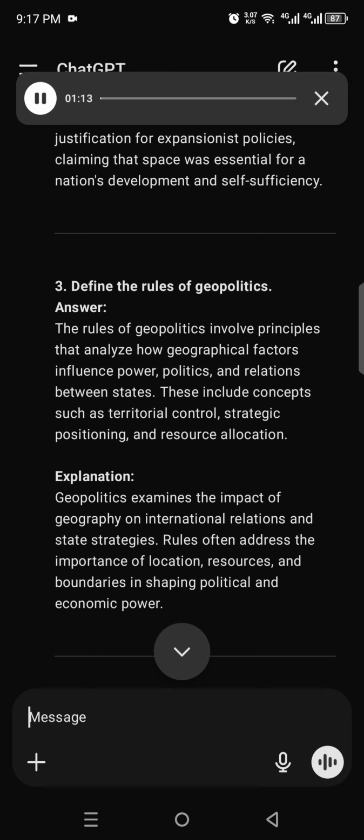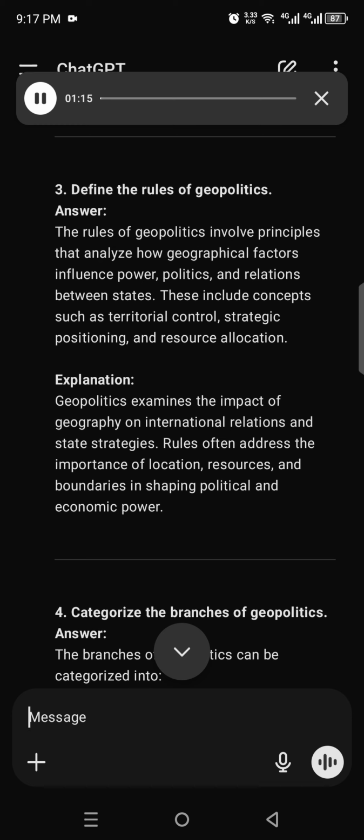3. Define the rules of geopolitics. Answer. The rules of geopolitics involve principles that analyze how geographical factors influence power, politics, and relations between states. These include concepts such as territorial control, strategic positioning, and resource allocation.